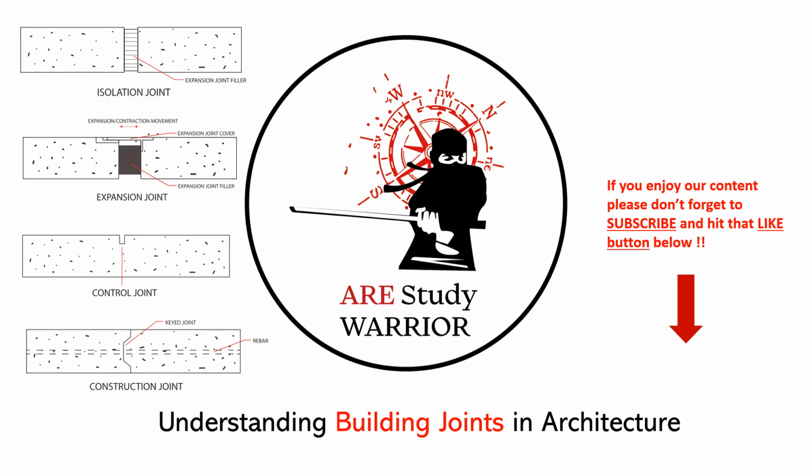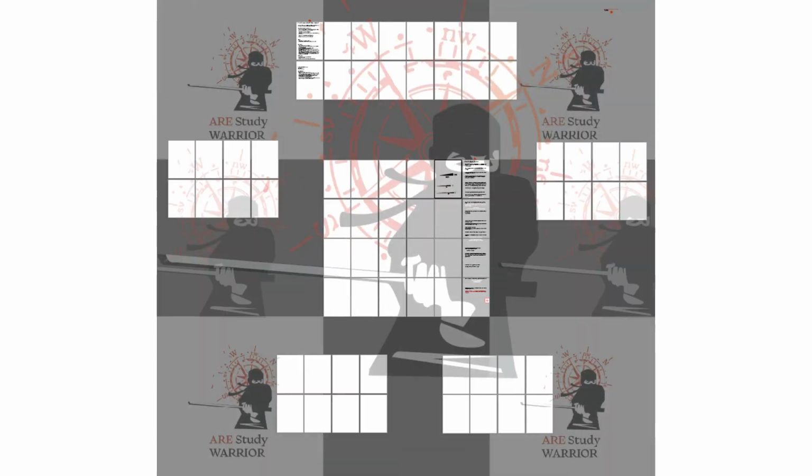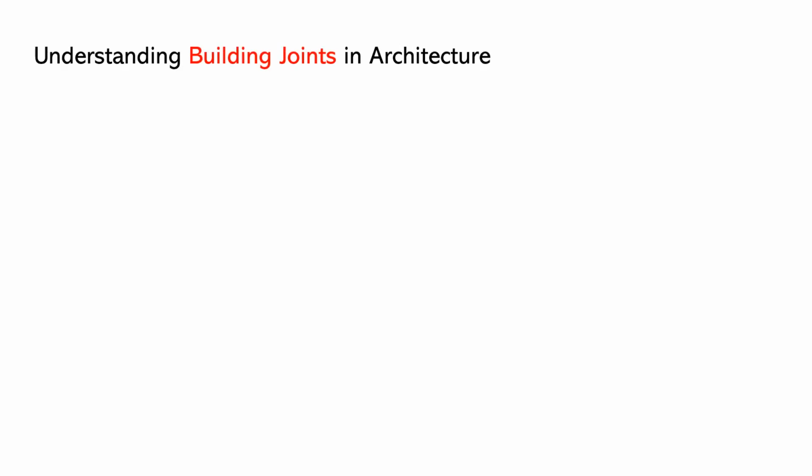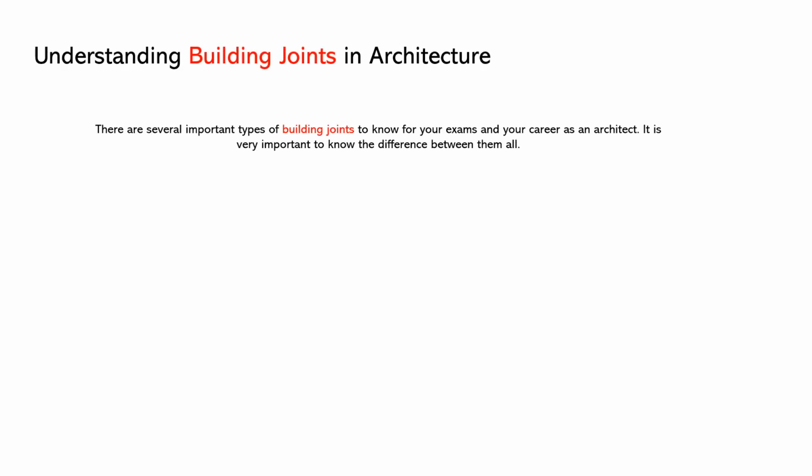Today's lesson will cover isolation joints, expansion joints, control joints, construction joints, as well as several others. All right, so without further ado, let's get into it. Understanding building joints in architecture. There's several important types of building joints to know for your exams, specifically the PPD and PDD exams, and for your career as an architect.